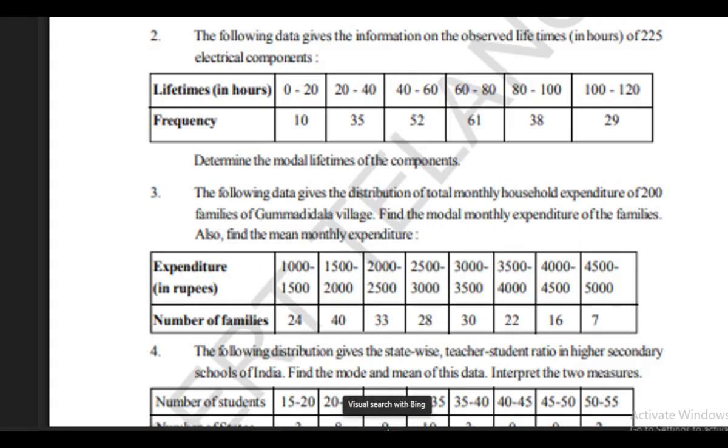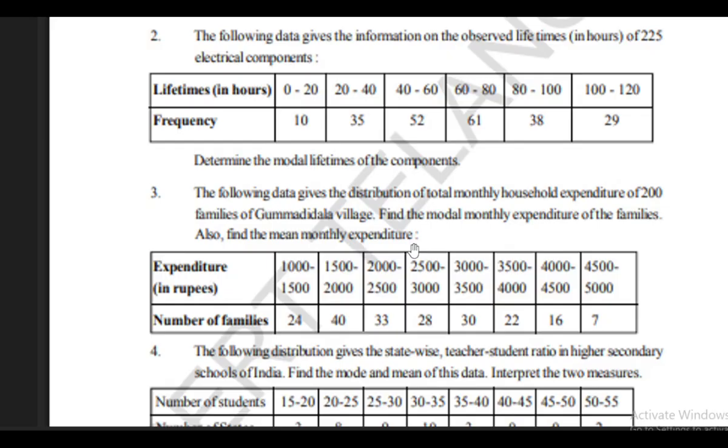Here we have exercise 14.2, third problem. The following data gives the distribution of total monthly household expenditure of 2,200 families of Gummadi Dala village. Find the modal monthly expenditure of the families. Also, find the mean monthly expenditure.